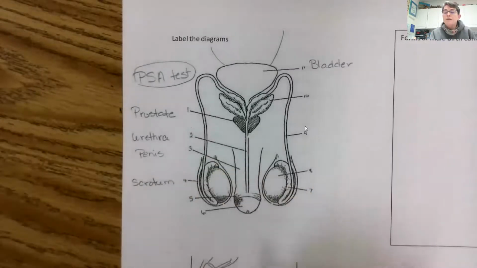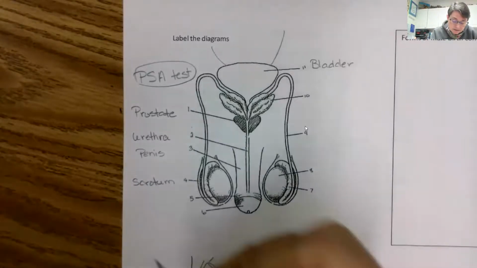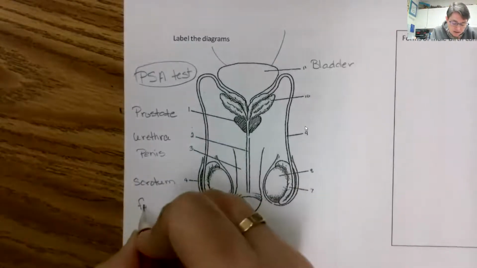And the point of that is sperm do not reproduce well at body temperature. It's too warm. So they're actually in the scrotum, which is outside the body, and it's about 2 degrees cooler, and it's a better system for the sperm to form. All right. So number 5 is foreskin.